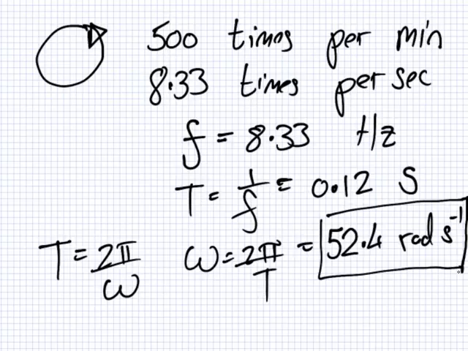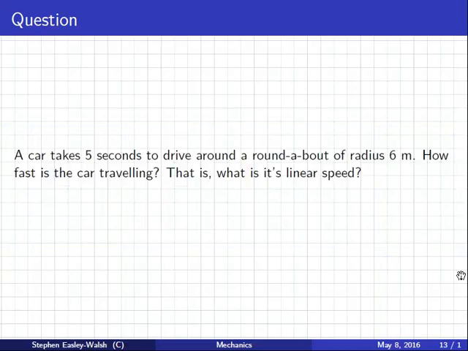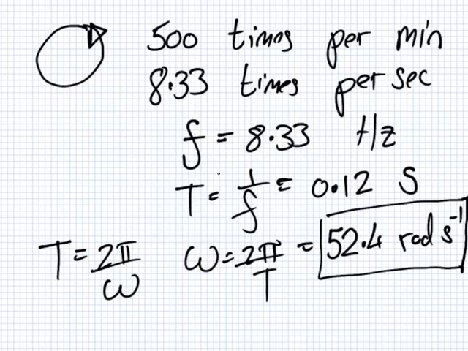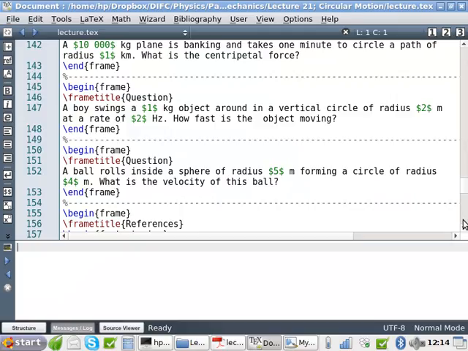Okay, do you have this? Yep. Okay. Let's have a look at the next one. Right, so I'll do it, but you can draw or write this. A car takes 5 seconds to drive around a roundabout of radius 6 meters. How fast is the car traveling? That is, what is its, oh my goodness, apostrophe in the ITS, disgraceful. I should delete that later.